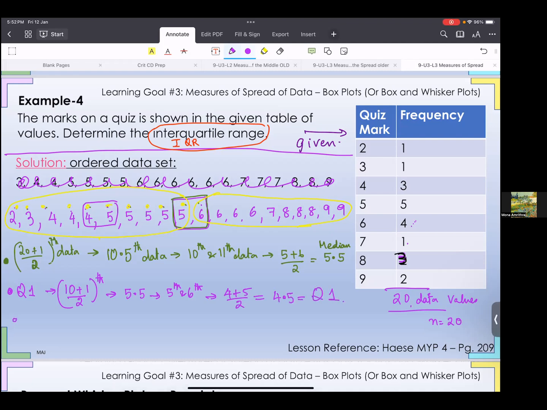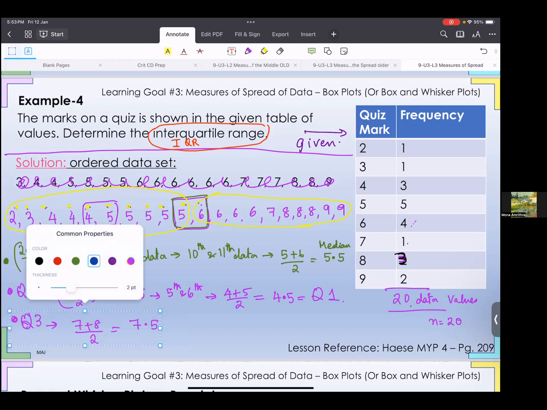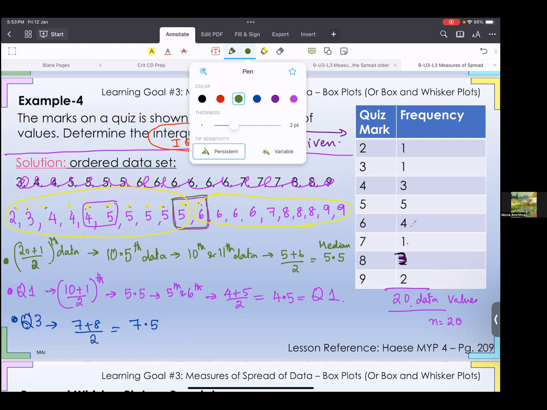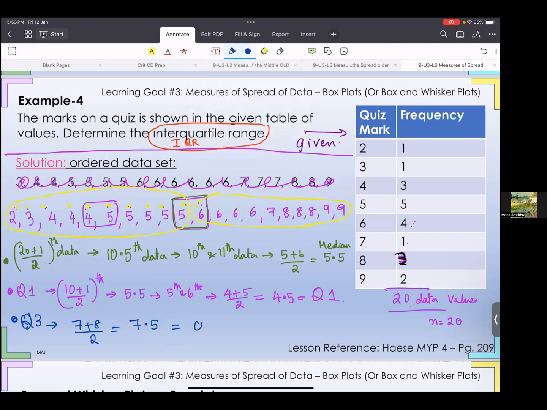For the upper quartile, same thing. You want to do between the 5th and the 6th here. So 1, 2, 3, 4, 5, 6. So 7 plus 8. Sorry, that's Q3. Pardon me. The upper quartile is Q3. So 7 plus 8 divided by 2, that is 15 divided by 2, which is 7.5. Again, let me color code this as well, so that it's clear I'm talking about different things over here. And that is Q3.